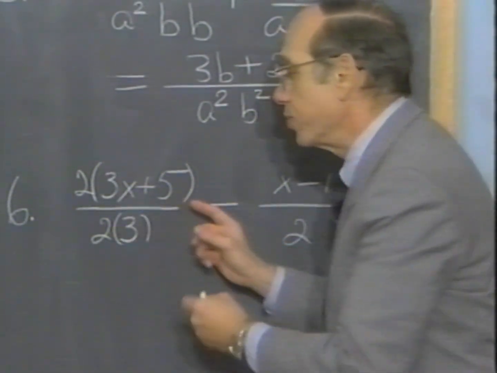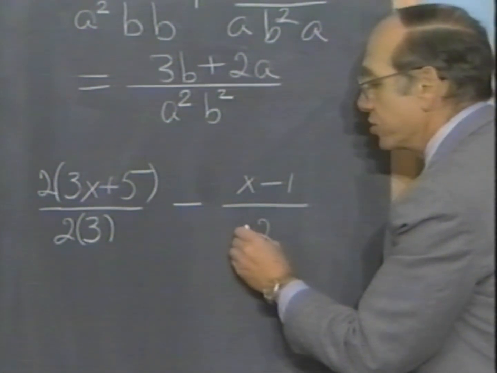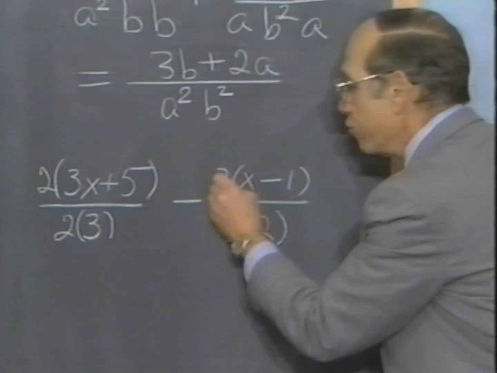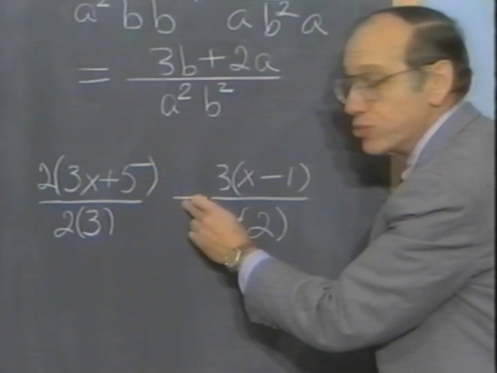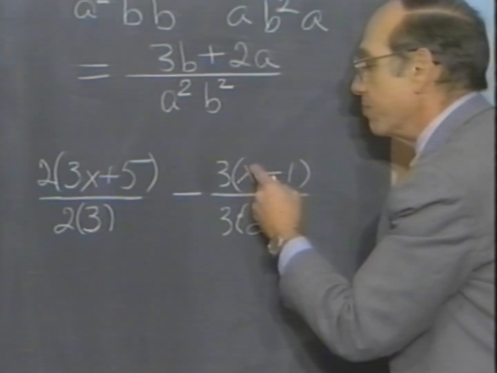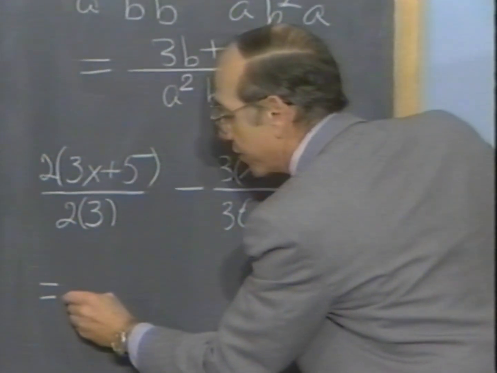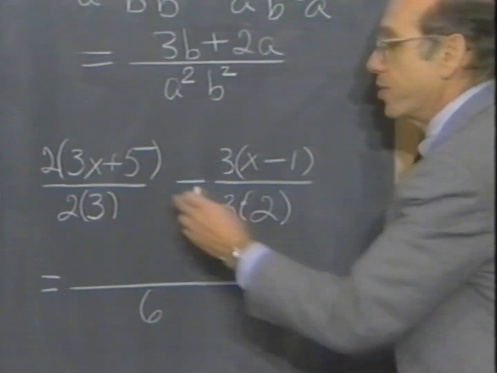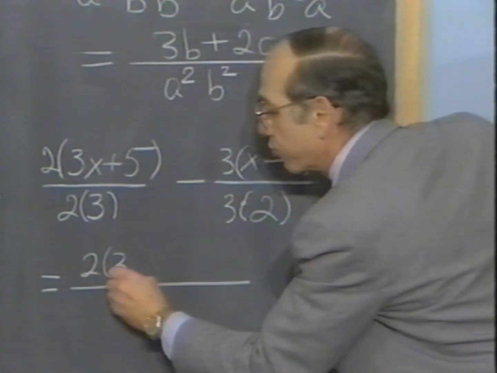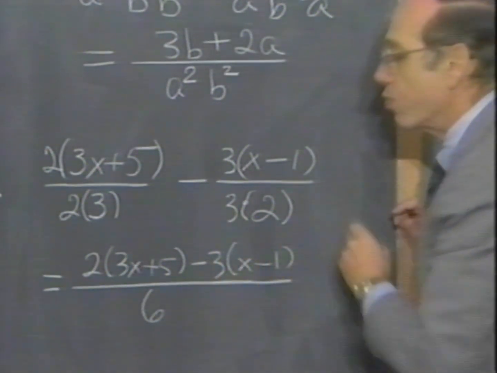The numerator is a binomial, so I put it in parentheses to show that I'm multiplying the whole thing by 2. In the second fraction, I multiply the denominator by 3. That means I also multiply the numerator by 3. Now notice that minus sign was not in front of the x, it was in front of the entire fraction, so I'm really multiplying the binomial x minus 1 by 3. Now you see we have the common denominator 6, so I can simply combine the numerators, in this case by subtraction. So I have 2 times 3x plus 5 minus 3 times x minus 1.